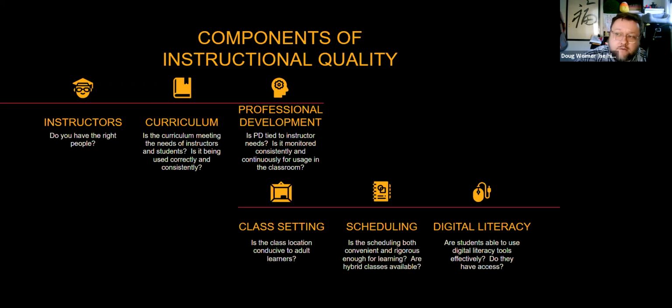It could be a self-made curriculum. Professional development. You may have the right instructors, but you need to give them the tools that they need. So is the professional development tied to instructor needs? And more importantly, is it being monitored consistently? And is it being used in the classroom?